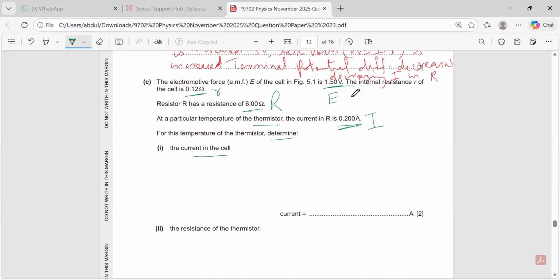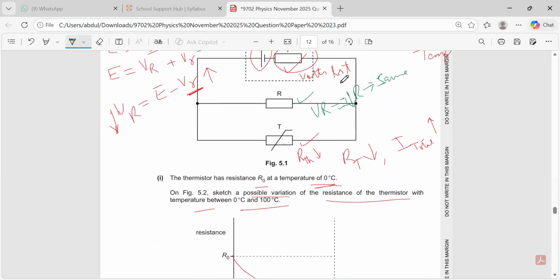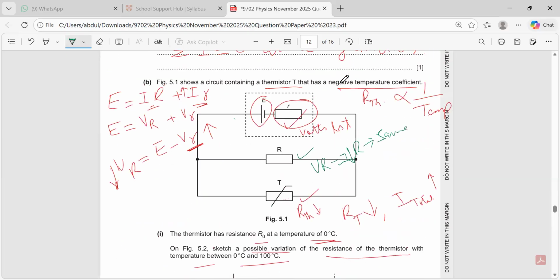Current in the cell: I is equal to V over R. But in this scenario, my dear friends, the current in the cell will be equal to V_R over R. Why so? Now come here to the diagram. The current coming from here will split here into R and this. But whatever is the current in the battery, the same will be the current in this internal resistance, because this internal resistance is in series with the battery. So whatever is the current in the internal resistance, the same will be the current in the battery.